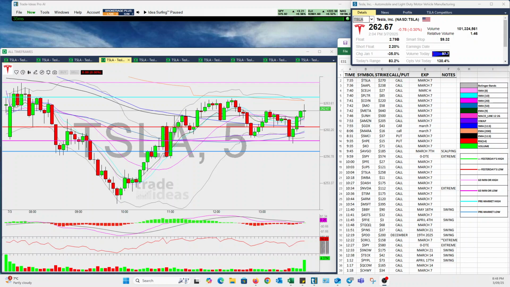I'll be reviewing them on the 5-minute chart, which is what I like to trade, and it will give you an idea of what to look for before you enter the trade. They'll be reviewed in the same order that they were alerted today.